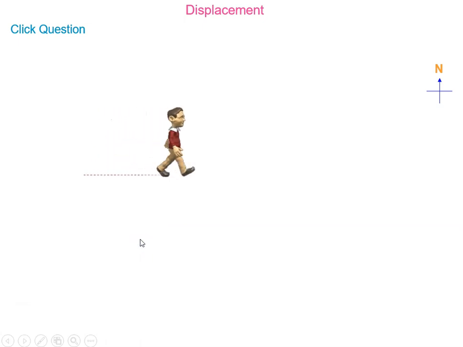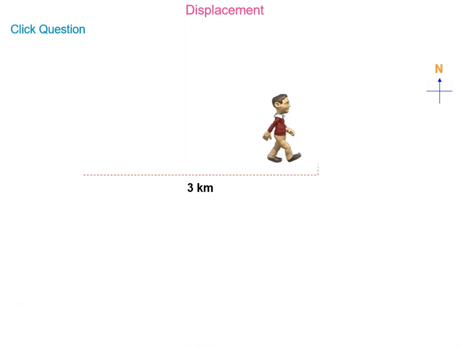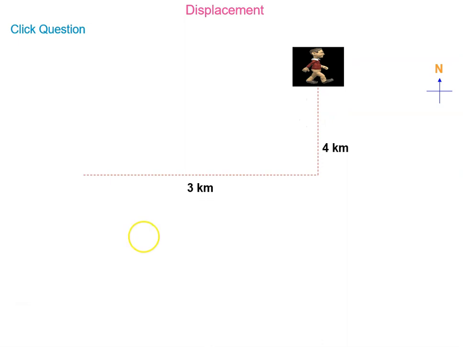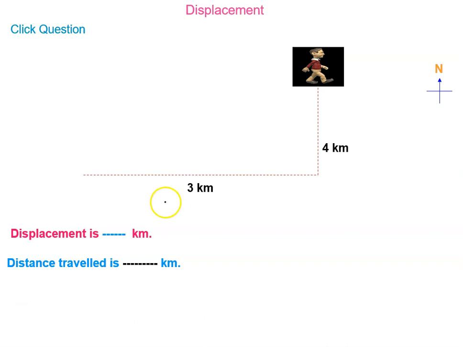Let's say this person moves towards the x-axis and the distance covered by the person is 3 km. Then this person moves towards the y-axis and the distance traveled by the person is 4 km. Now what is the distance and displacement? Distance is the total traveled path. So this is 3 km along the x-axis, then 4 km along the y-axis. So distance traveled is 3 plus 4, that is 7 km.